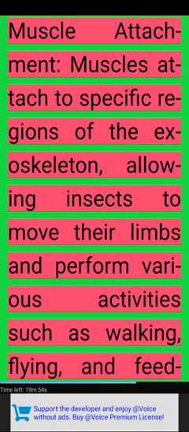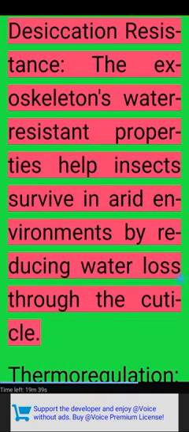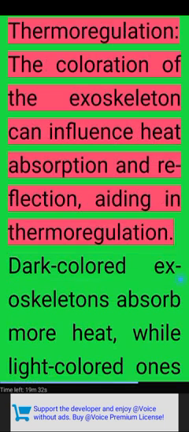Muscle attachment. Muscles attach to specific regions of the exoskeleton, allowing insects to move their limbs and perform various activities such as walking, flying, and feeding. Water regulation. The exoskeleton's waxy epicuticle helps prevent water loss, an important adaptation for terrestrial insects that need to retain moisture in their bodies. Desiccation resistance. The exoskeleton's water-resistant properties help insects survive in arid environments by reducing water loss through the cuticle.